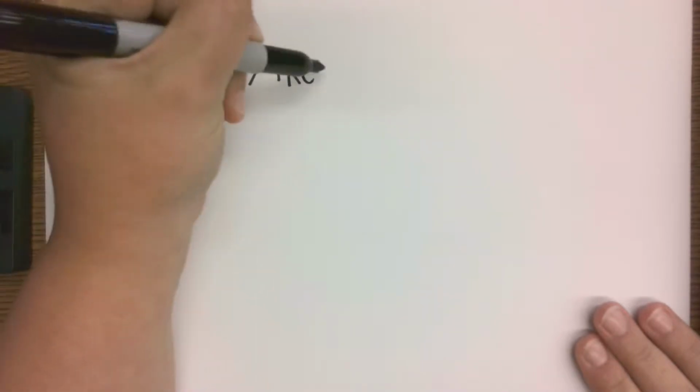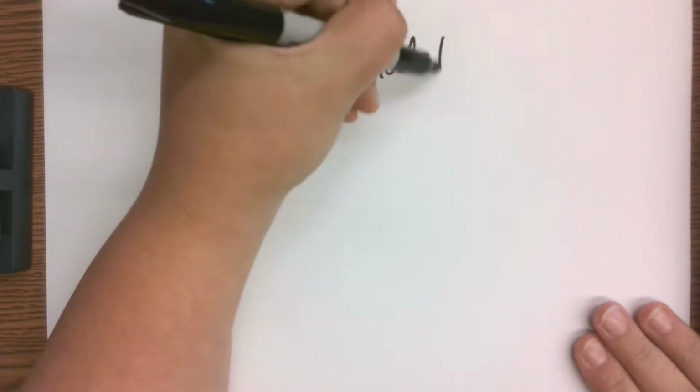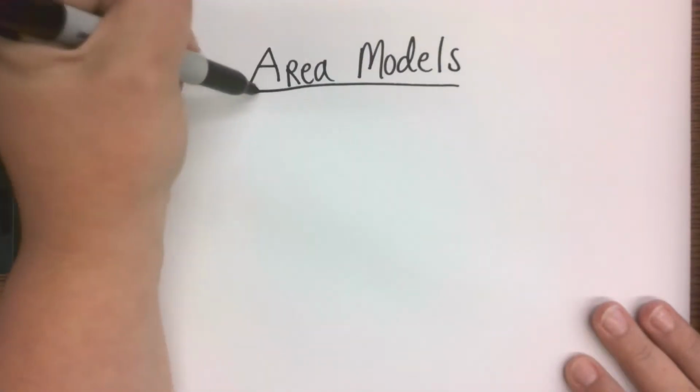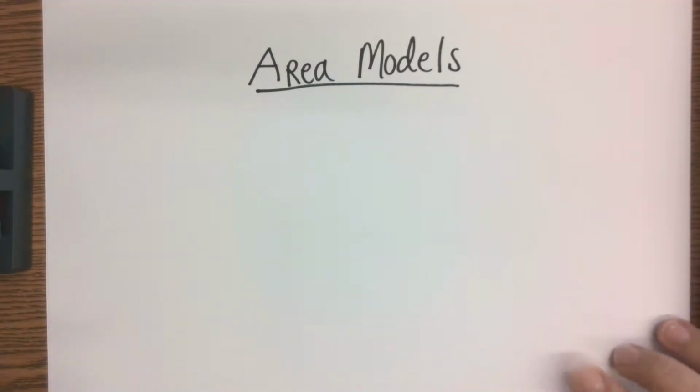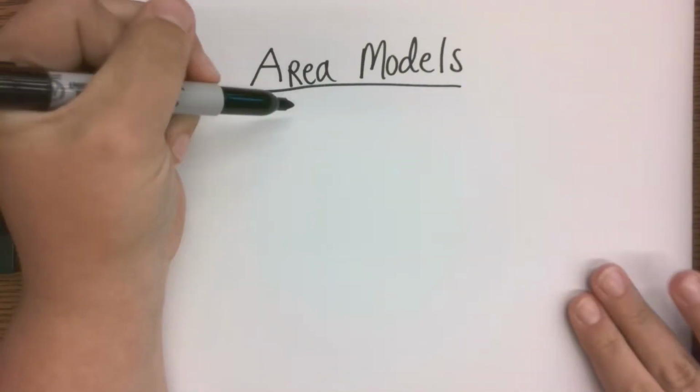Hi everybody. I noticed a bunch of us may have been absent when we went over area models, and I couldn't find a video that I quite liked, so I'm going to make one for myself. So area models, we're talking about multiplication, okay?